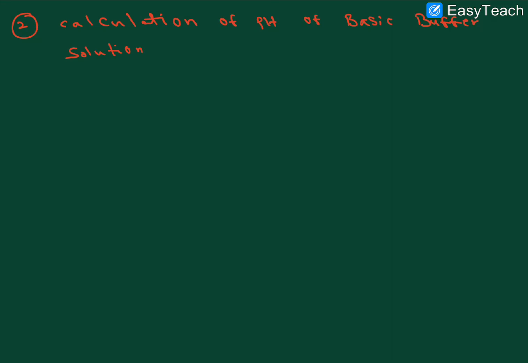Right, next one, calculation of pH of basic buffer solutions, right? What is the example for basic buffer solution? Ammonium hydroxide plus ammonium chloride. This is the basic buffer, right?